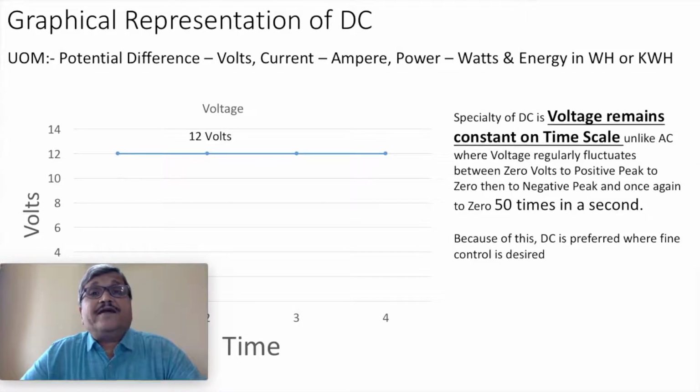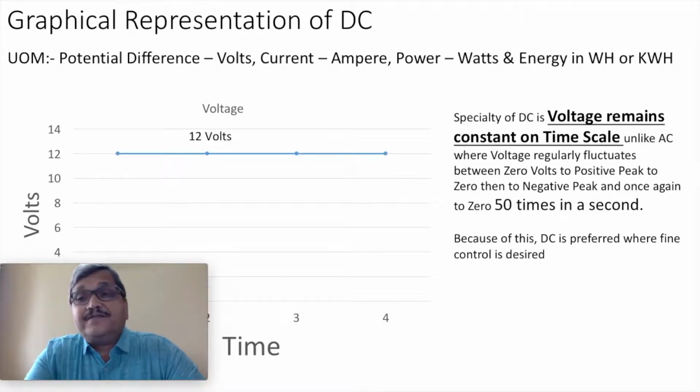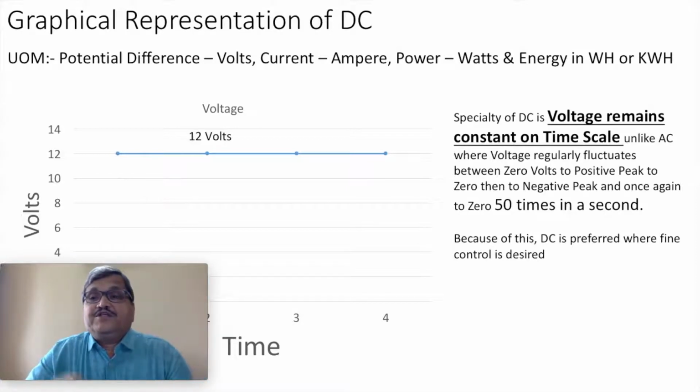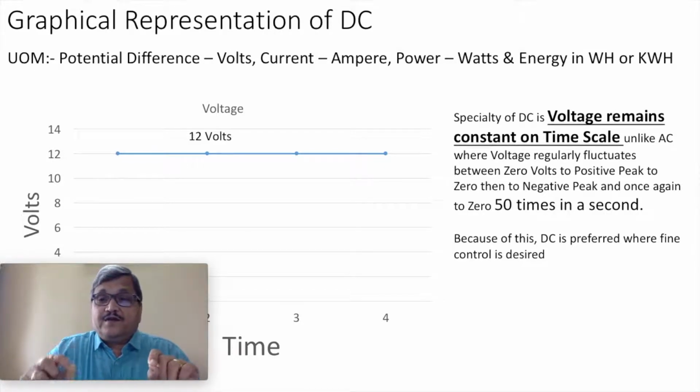So if a battery is of 12 volts, then irrespective of the change in time, the 12 volt will remain as 12 volt. Here it is written that the speciality of DC is that voltage remains constant on the time scale. Unlike AC, unlike alternating current, where voltage regularly fluctuates between 0 to positive peak, then to 0 again, then to negative peak, then once again to 0.